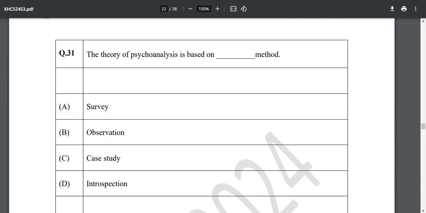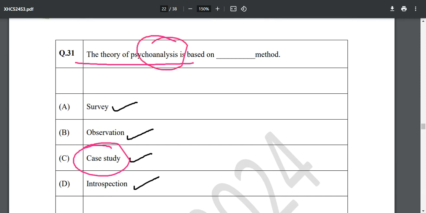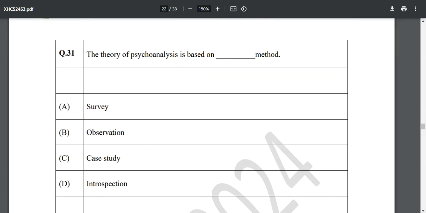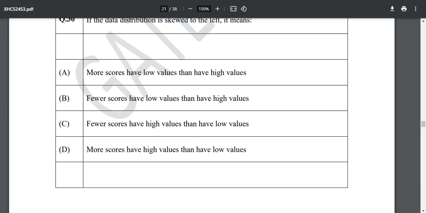The theory of psychoanalysis is based on dash method. Survey, observation, case study, introspection. It is simply case study. The theory of psychoanalysis is based on the case study method. It's just that we have little time.